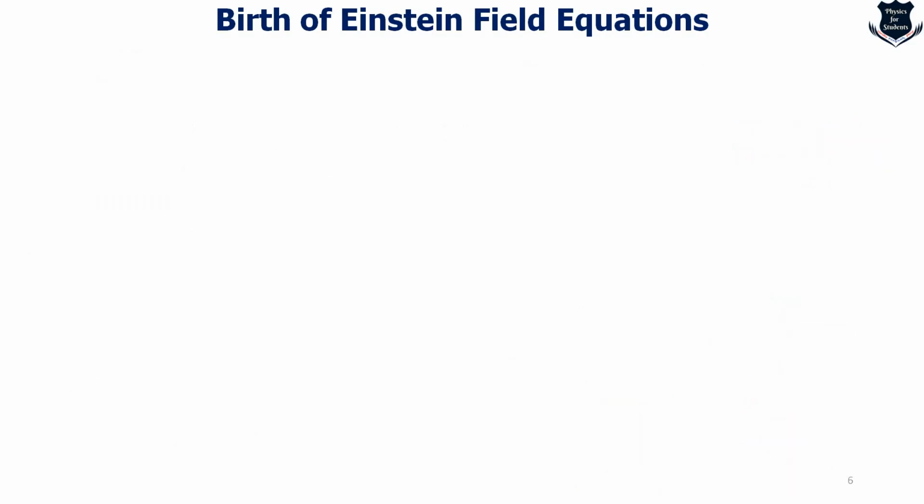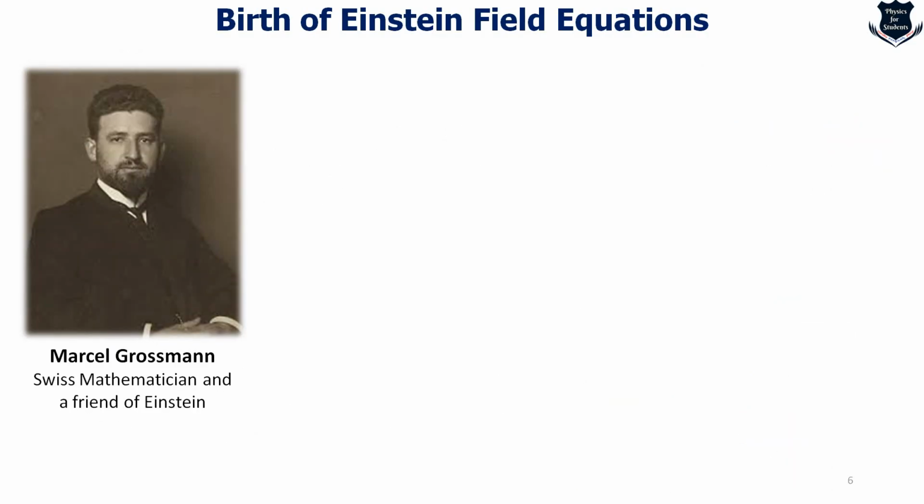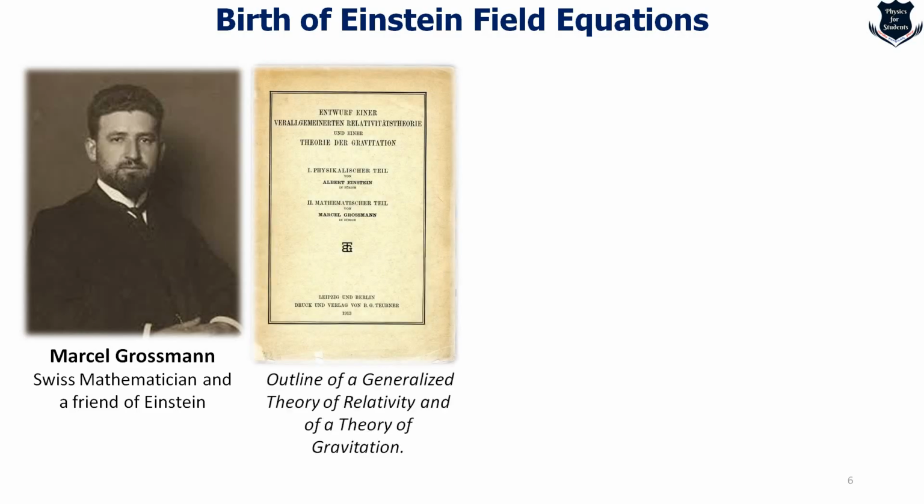Now it was not only Einstein; it started with his friend, a Swiss mathematician who was a master of differential geometry, Marcel Grossmann, and he introduced the concept of tensor calculus to Einstein, the entire Riemannian geometry and so on. And this is what you can see written in German. The translation says, outline of a generalized theory of relativity and a theory of gravitation. In German it is called Entwurf, or you can call it a draft.